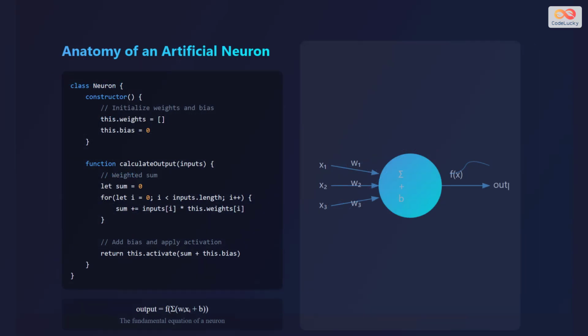Let's delve into the anatomy of an artificial neuron. An artificial neuron consists of weights and a bias. The neuron calculates a weighted sum of its inputs, adds the bias, and then applies an activation function to produce the final output. The fundamental equation of a neuron is output equals f of sigma W sub I X sub I plus B.